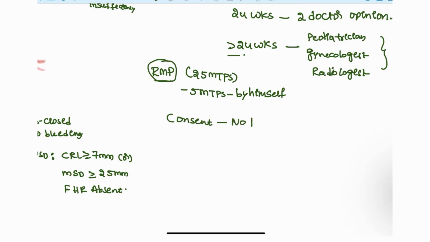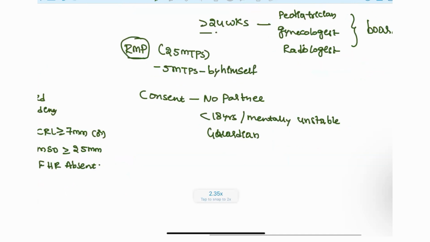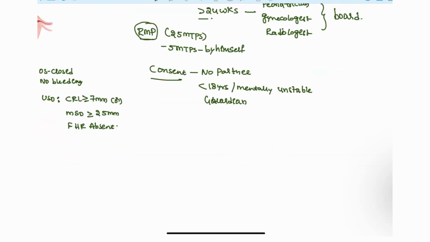no partner consent is needed. If the patient is less than 18 years or mentally unstable, then we can go for the guardian. But partner consent is not needed. Right, the only consent that we need is from the female who is undergoing this termination. That is the first thing that you have to understand. No need of the FIR, no need of the marriage certificate, no need of the age proof. Only the female consent should be given, and you have to maintain these records for 5 years.